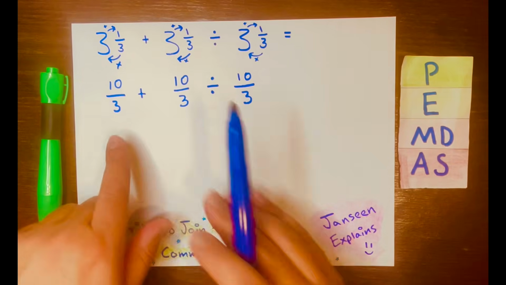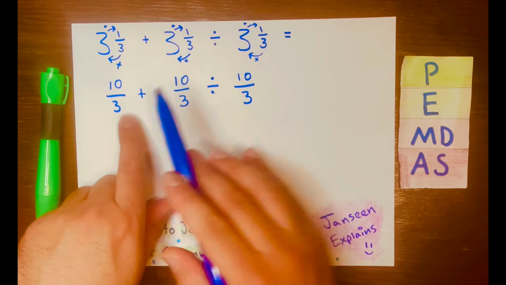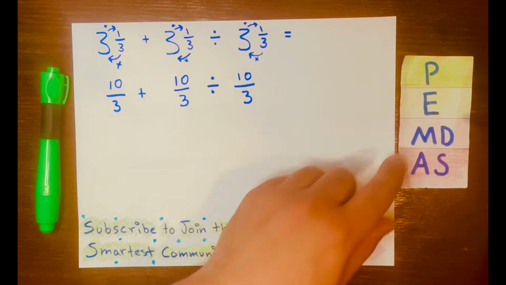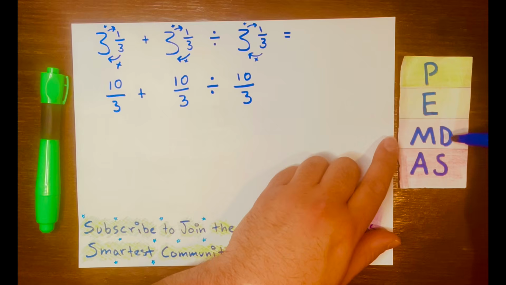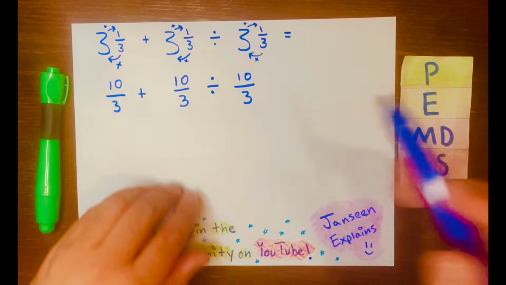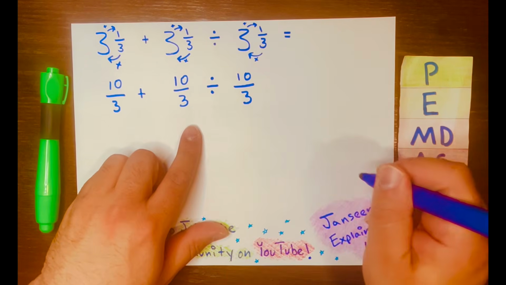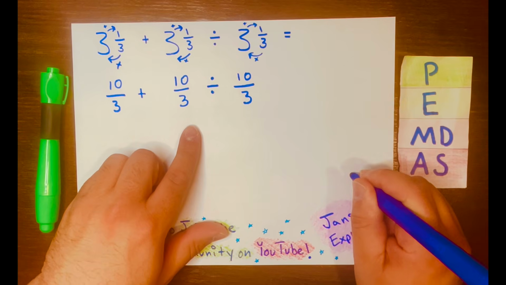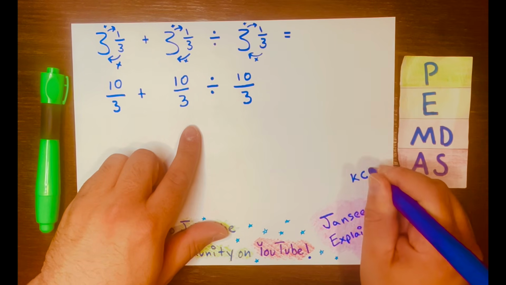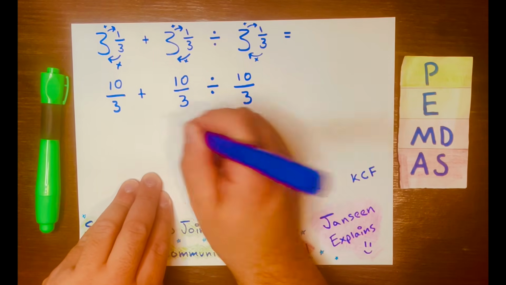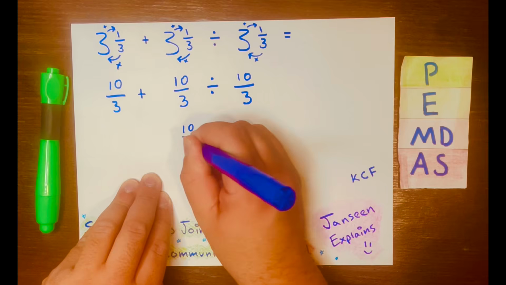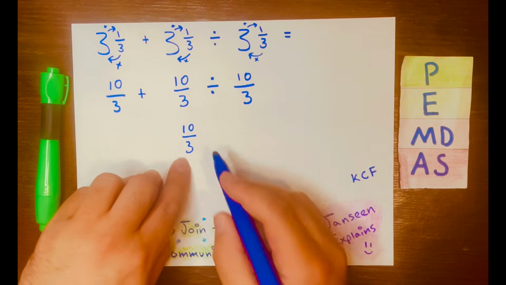Next, we are not adding first, we are dividing. We're using PEMDAS. PEMDAS is telling me that division goes first, not addition. So we're going to use the keep, change, flip rule. So I'll write it here, keep, change, flip rule. So we keep the first fraction the same. We don't change it. So 10 over 3.